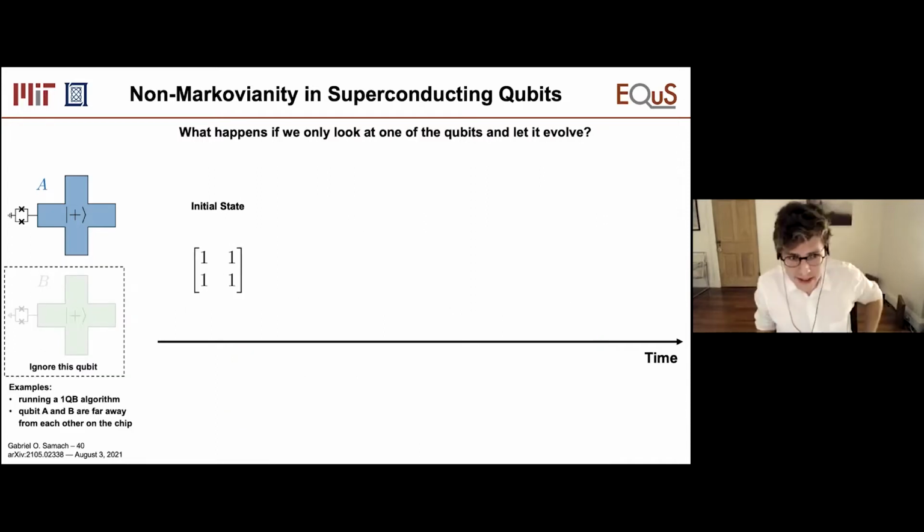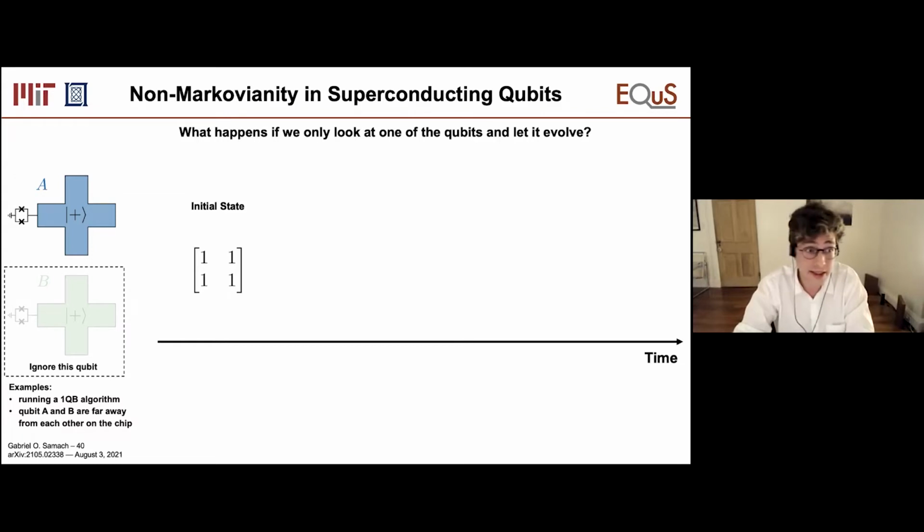Now let's play the exact same picture, but now we're going to ignore qubit B and just look at what happened to qubit A. And there are a number of physical reasons why we might be ignoring qubit B. For example, we might be running just a single qubit algorithm on a large processor and not paying attention to what's happening in the neighboring qubits. Or perhaps qubits A and B are simply far away from each other on their device, so we're not paying close attention to what these two spatially separated qubits are doing relative to each other.